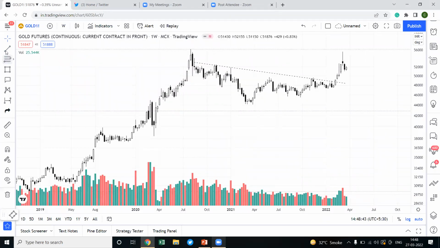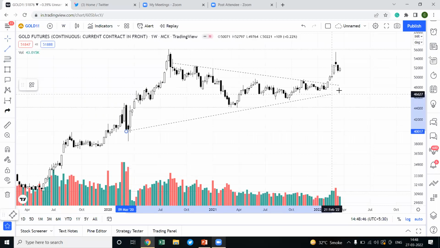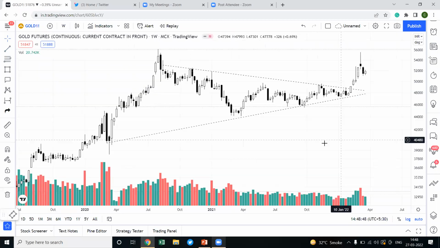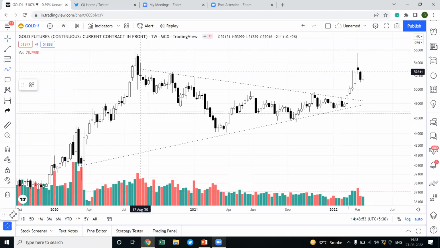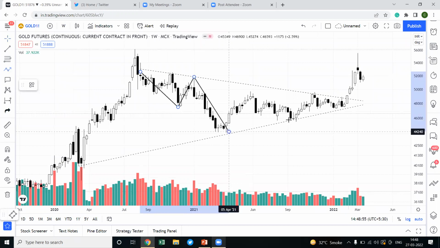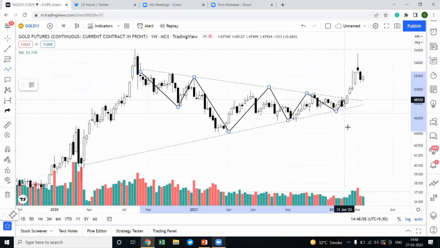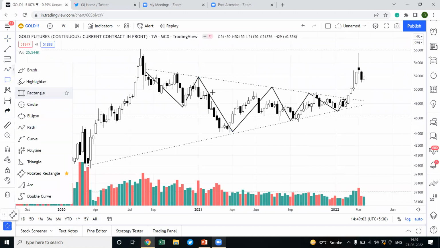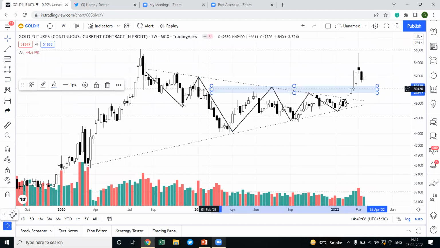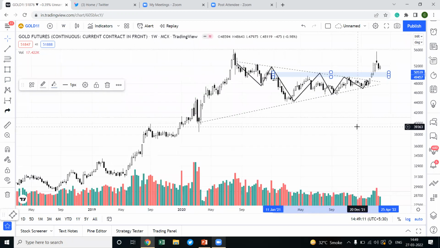So gold has broken out from this particular consolidation zone. You can see an inverted kind of symmetrical triangle formation in gold. It looks very good. I don't think it would break this zone of 49,500 to 50,000 level because on the weekly chart it has broken out from a big series of consolidation.